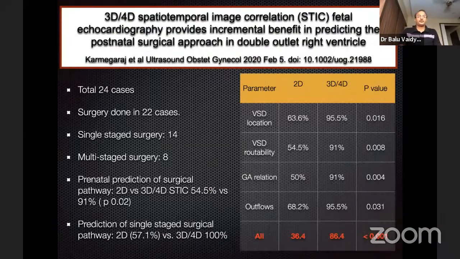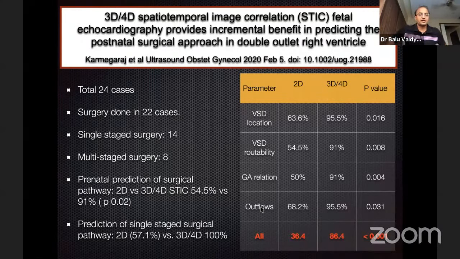So this is our series which we published in Ultrasound in Obstetrics and Gynecology. Balaganesh Karmegaraj, who is attending this, is the first author. And here we compared the 3D, 4D with the 2D. In each of these parameters, VSD location, routability, relationship of outflow tracts, everything, 3D, 4D had a superior accuracy. And combining all parameters, we could accurately identify the anatomic features in 86% with 3D, 4D. And mind you, all this was compared with the surgical findings, not even the postnatal echo.